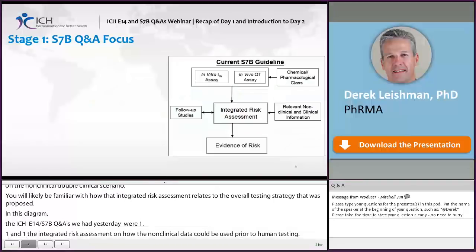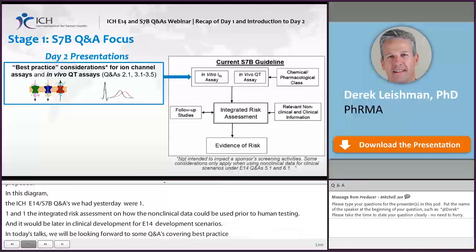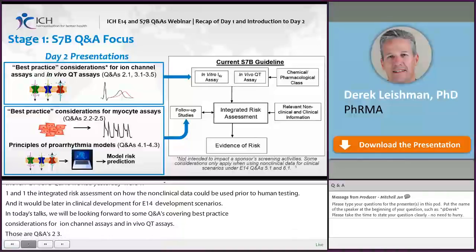In today's talks, we'll be looking forward to some Q&As covering ion channel best practice considerations as well as best practice considerations for in vivo QT assays, and those are Q&As 2.1 and 3.1 through 3.5. We'll also be looking forward to stage 2 in addressing some Q&As concerning best practice for myocyte assays. Those are Q&As 2.2 through 2.5.